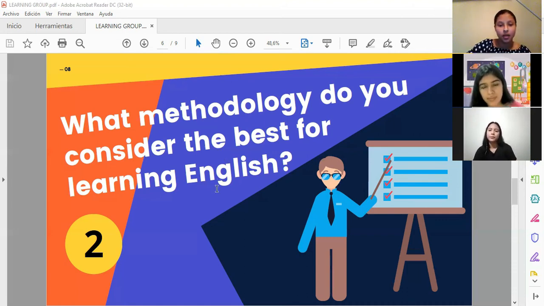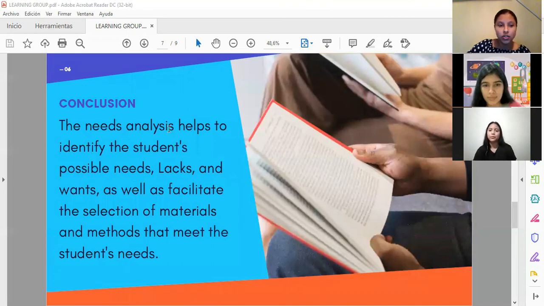Well, in conclusion, needs analysis helps to identify the students' possible needs, lacks, and wants, as well as facilitating the selection of materials and methods that meet the students' needs.